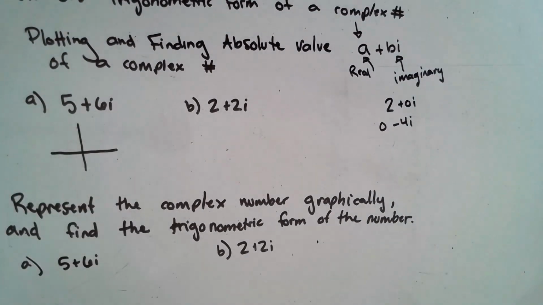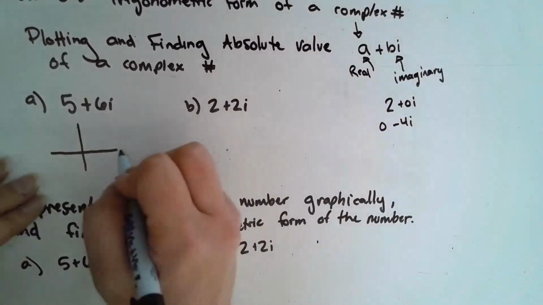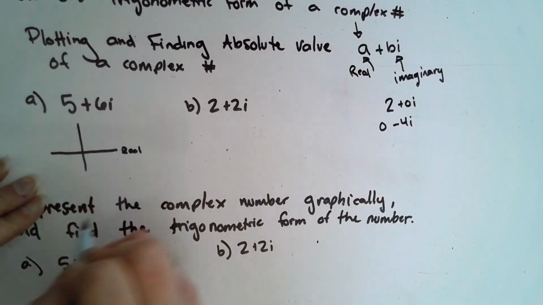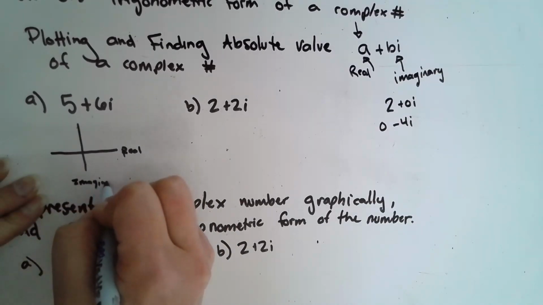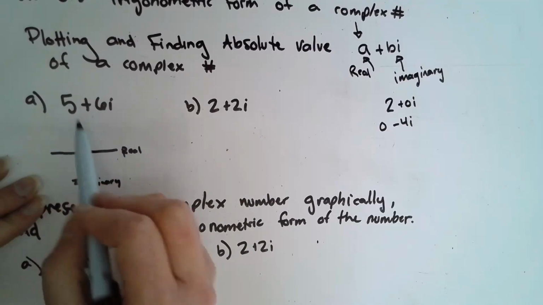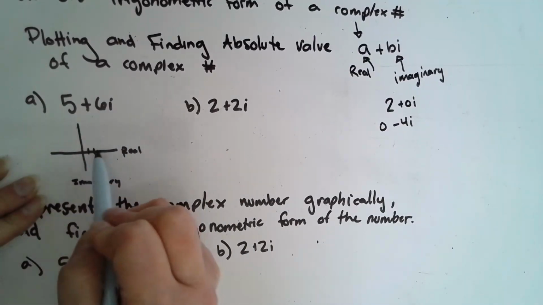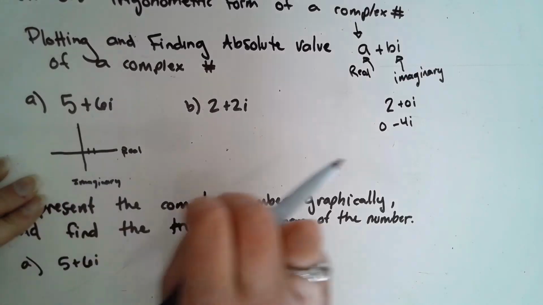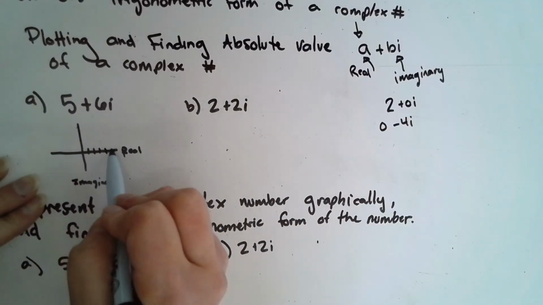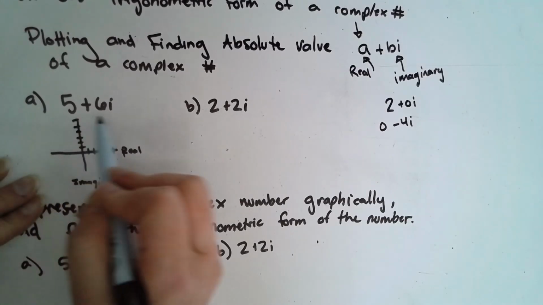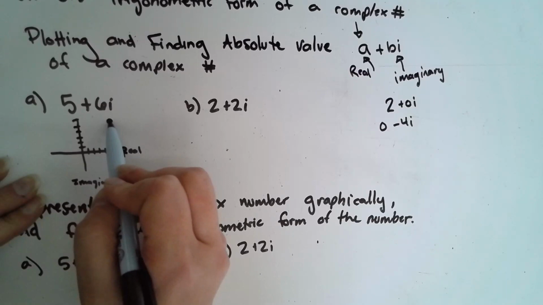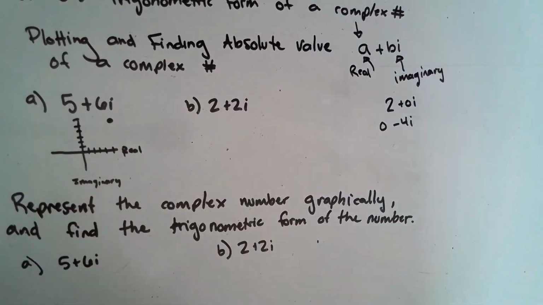But what we're going to do is, if you remember from Algebra 2, when you plot a complex number, your x-axis is your real axis, and your y represents the imaginary. So this is positive 5 in the real direction, and then positive 6 in the imaginary. This would be my representation on a graph of the complex number 5 plus 6i.